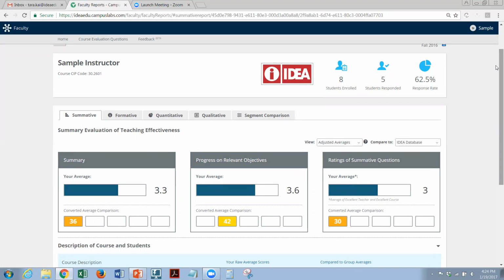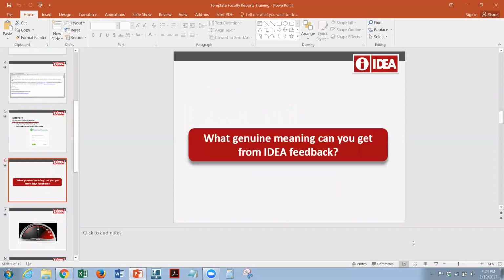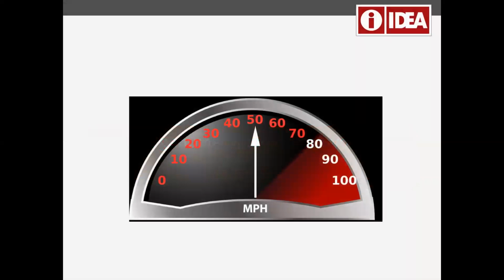Okay, I'm going to change my screen back to the PowerPoint and talk about the meaning that you can get from your reports. So what meaning can you get from the IDEA feedback reports? I like to use this image of a speedometer, and if I were to show you this speed and ask you, is this speed too fast or too slow? You would say, well, it depends.